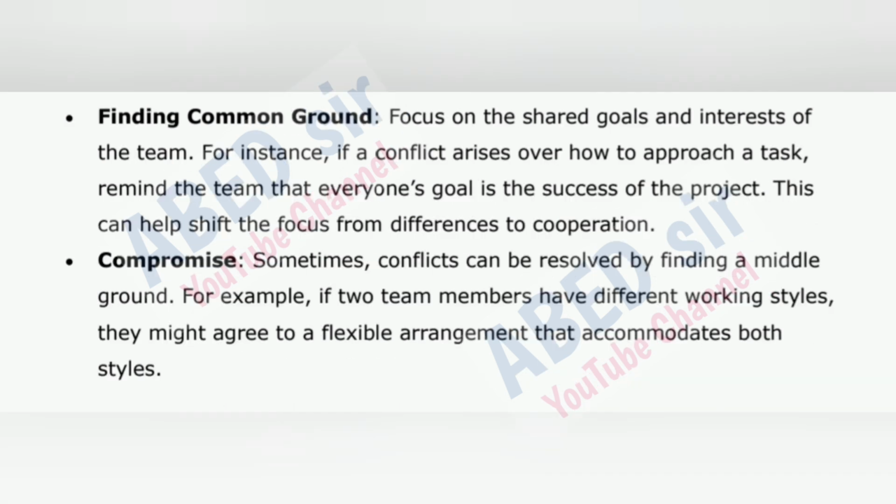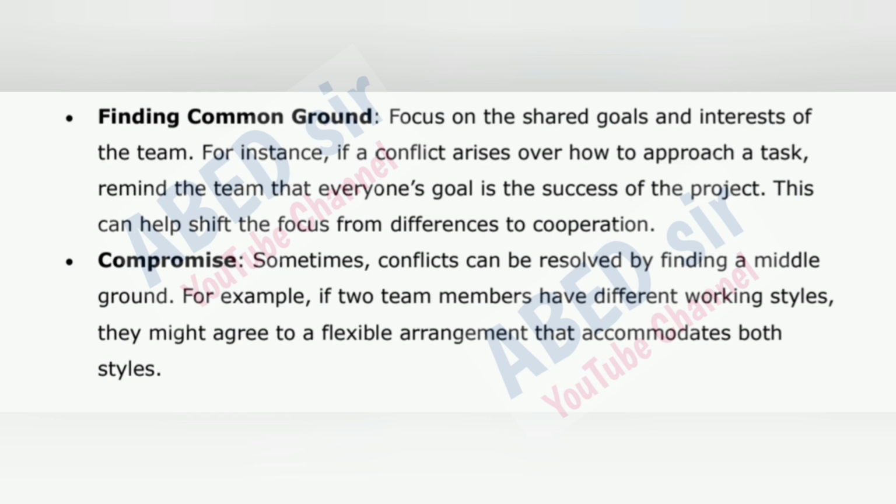Finding common ground. Focus on the shared goals and interests of the team. For instance, if a conflict arises over how to approach a task, remind the team that everyone's goal is the success of the project. This can help shift the focus from differences to cooperation.